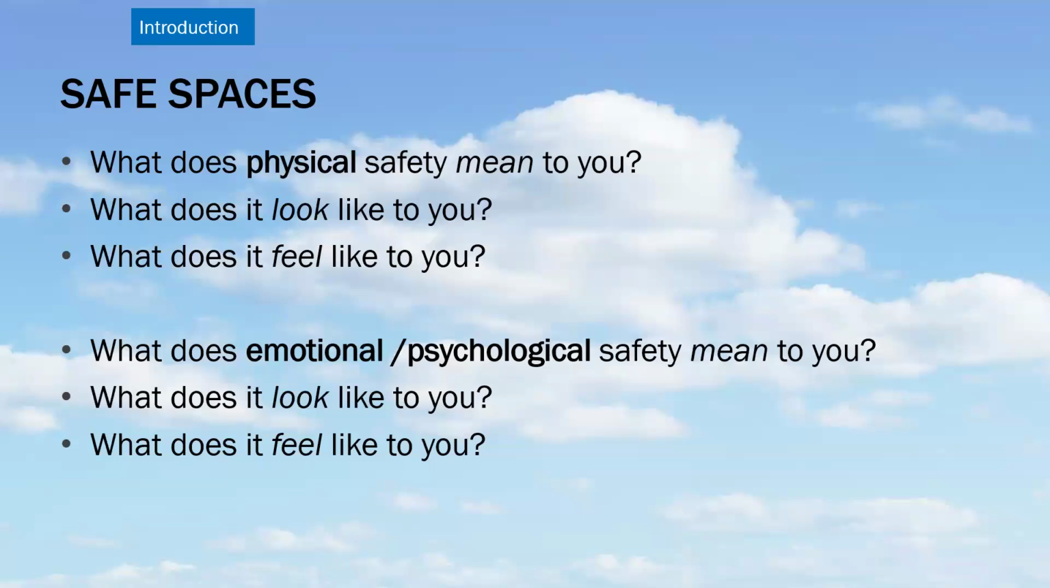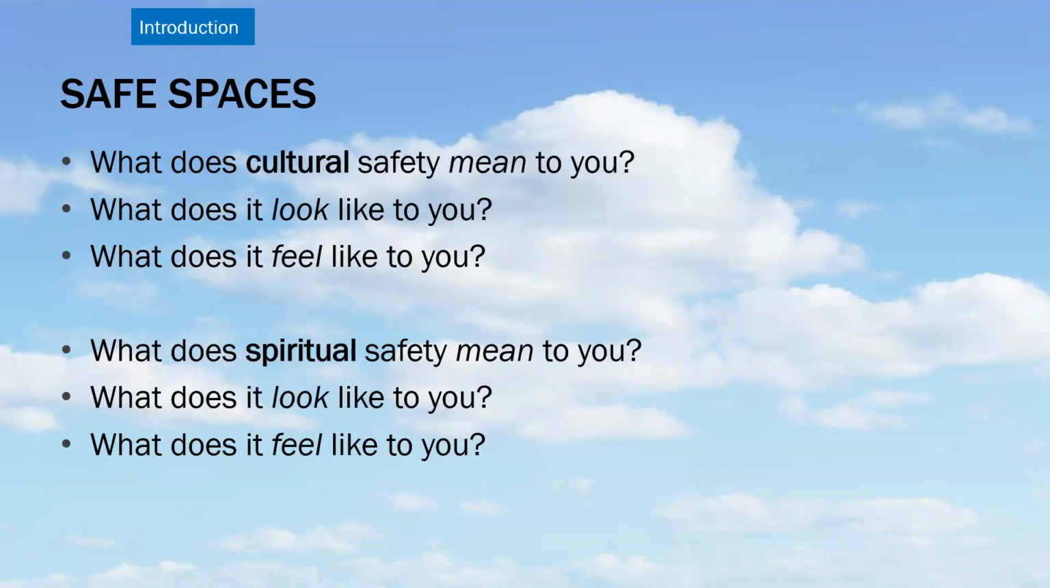Then thinking about emotional or psychological safety: what does it mean to you, look like to you, or feel like to you? Again, folks may be talking about things like, let's use strengths-based language, let's really support resiliency and look from a positive perspective instead of this issue. And then talking about what cultural safety means to you, looks like to you, and feels like to you. There can be conversations about different ways in which we communicate, and what that looks like, and things that we should expect or acknowledge throughout the conversation.